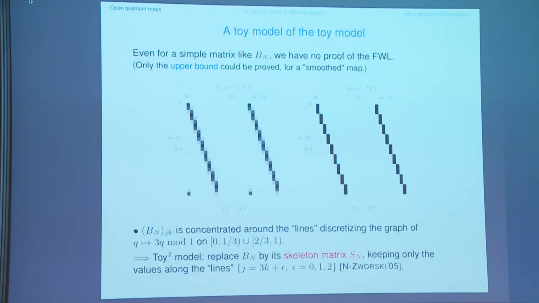So we have no proof, and most of the time, in most of the models, people can get only upper bounds. So we were trying to find a model for which it's possible to get lower bounds. Okay, and what we did, as I said, this matrix, the matrix for this Baker's map, looked like this.